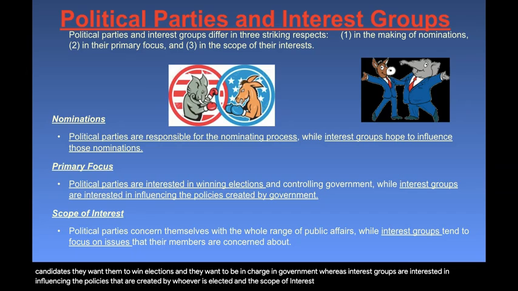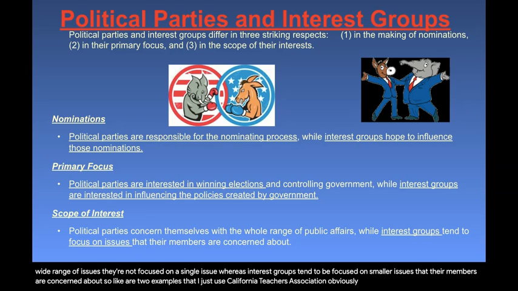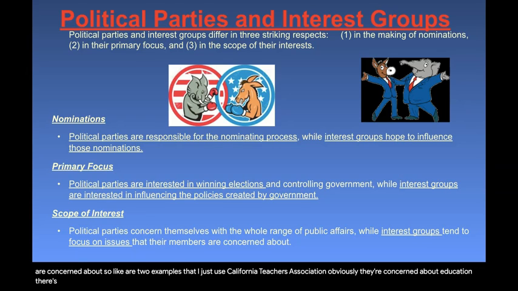And the scope of interest is also different. Political parties are focused on a wide range of issues. They're not focused on a single issue, whereas interest groups tend to be focused on smaller issues that their members are concerned about. So, like our two examples that I just used, the California Teachers Association, obviously, they're concerned about education, they're concerned about children, childcare, things like that. The NRA is concerned about Second Amendment rights.